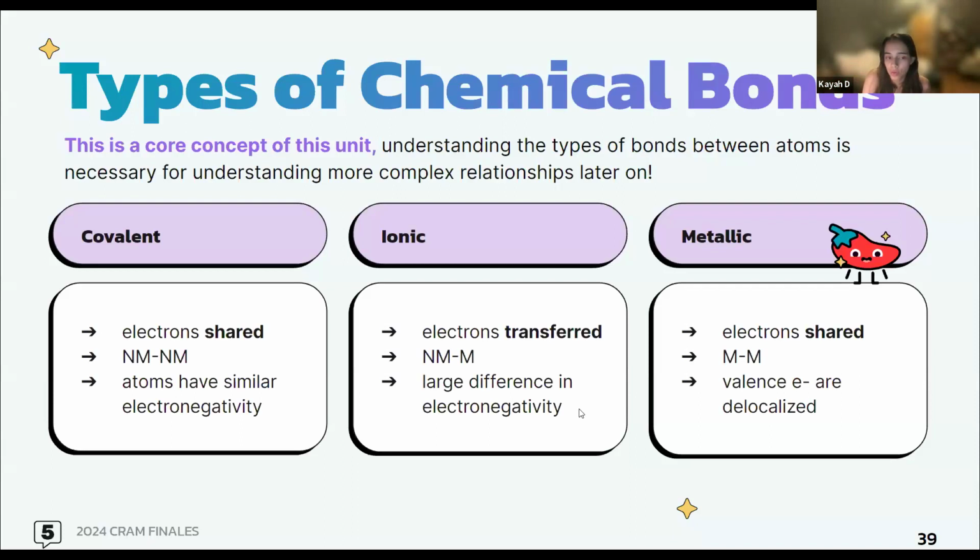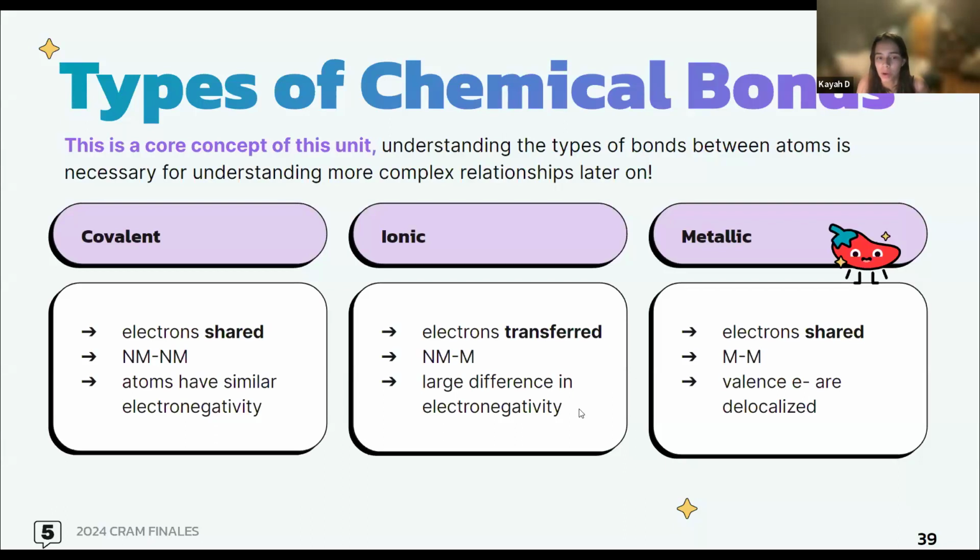So in covalent bonds, you have electrons being shared, and this is only between a non-metal and another non-metal, right? In this case, atoms have similar electronegativity, which is what allows these electrons to be equally shared. What I like to think of is that covalent is "co," like next to each other. If you warp it in your mind, it makes you think of sharing. So that's what I like to do with covalent.